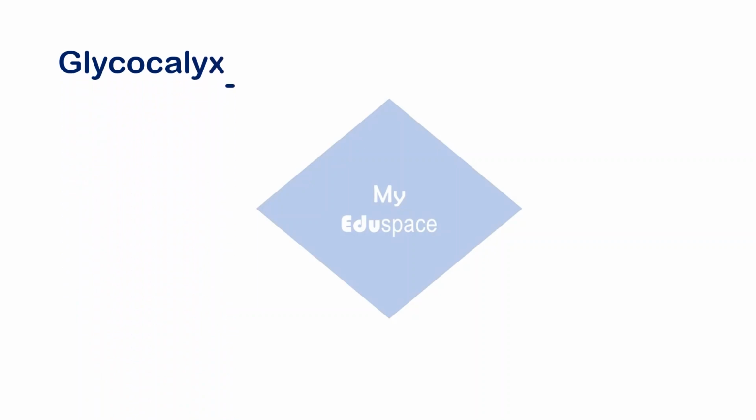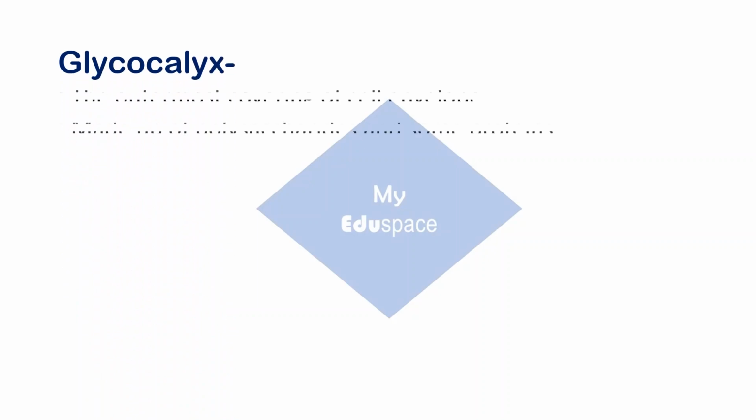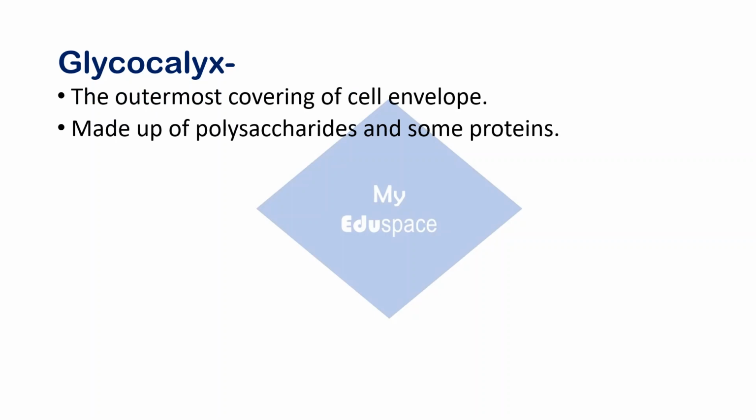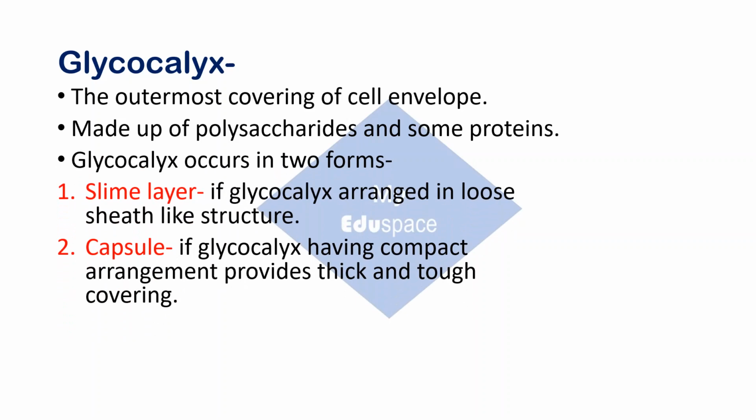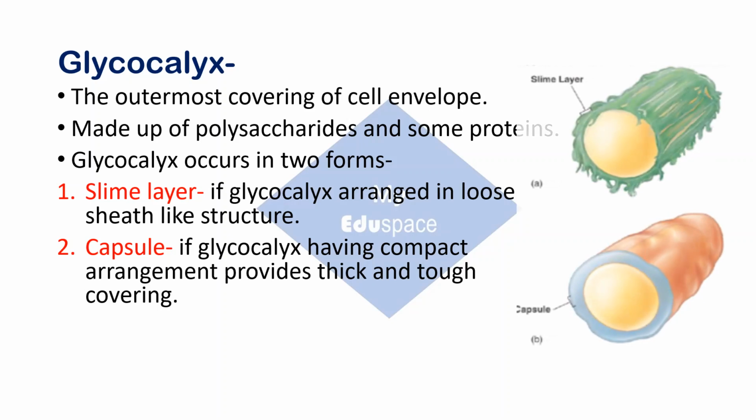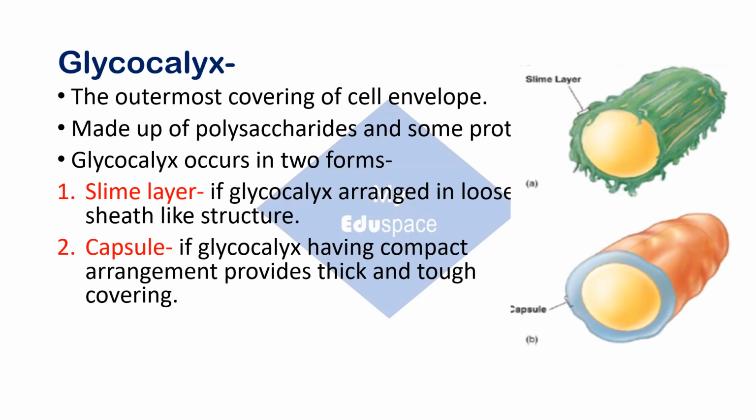So, the first outermost layer is glycocalyx. It is made up of polysaccharides and some proteins. It occurs in two forms. First is the slime layer and the second one is the capsule form. If the glycocalyx is arranged in a loose, sheet-like structure, like you can see over here, it is then called a slime layer.